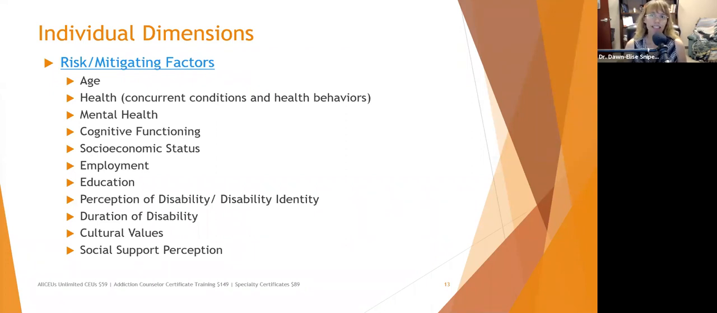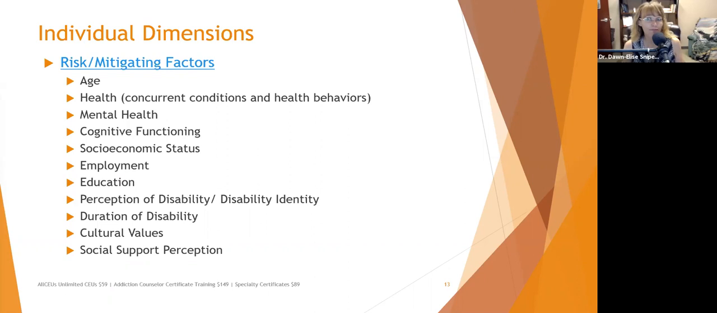Socioeconomic status is a mitigating factor or can be a risk factor. Higher socioeconomic status people tend to have access to better medical care, better interventions, and are less stressed if they have problems with employment, which takes us to employment.